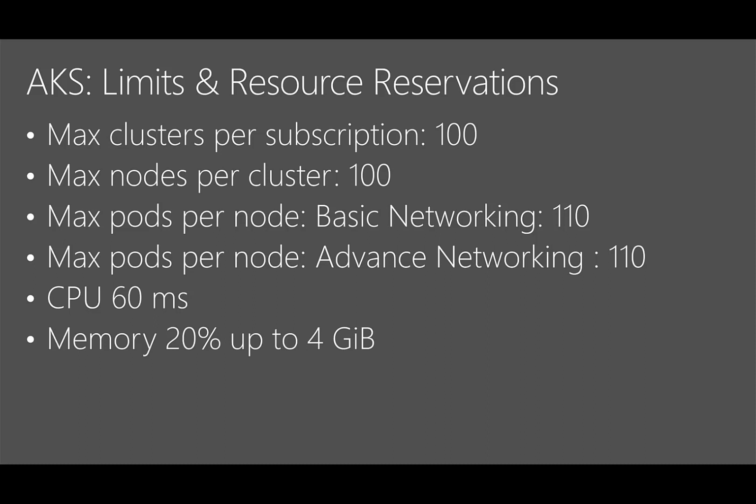Then on resources, it's interesting to know that on the CPU side, you will have 60 milliseconds of the CPU reserved for Kubernetes services and orchestration. And on the memory side, what Azure Kubernetes Service will do is to reserve 20% of memory up to 4 gigs. What this means is, for instance, that if you have an 8 gig node, you will have the 20%, which is 1.6 gigs of memory reserved for Kubernetes. But if you have a 32 gig node, then you will have just up to 4 gigs of memory reserved for Kubernetes services.